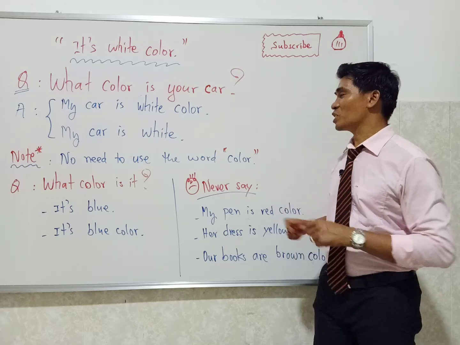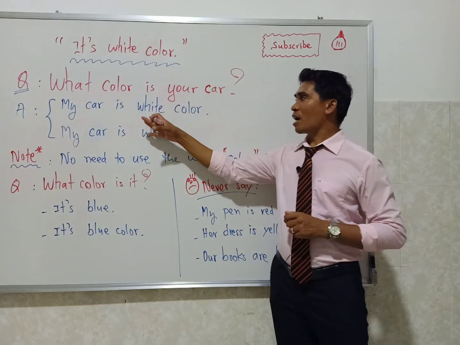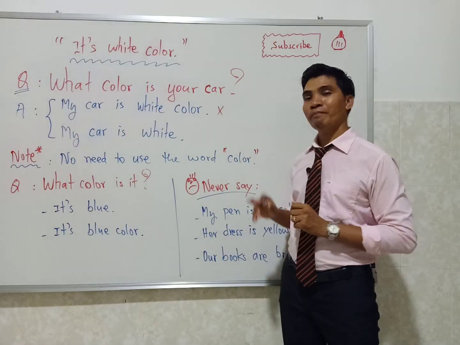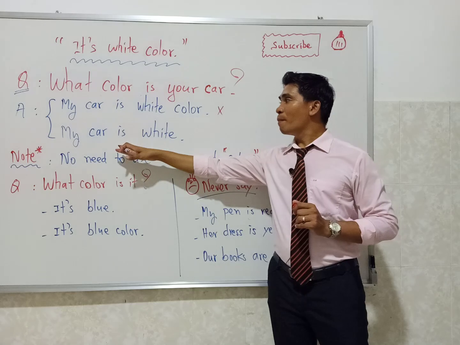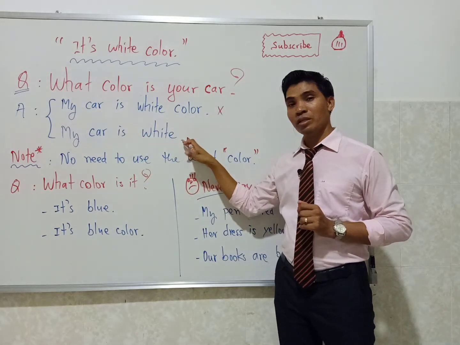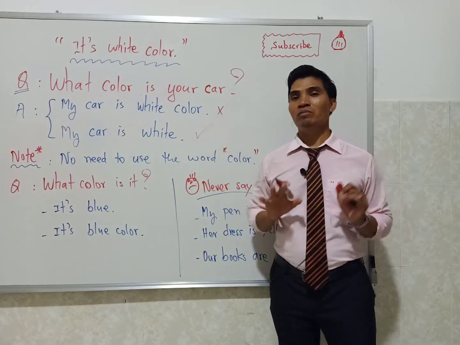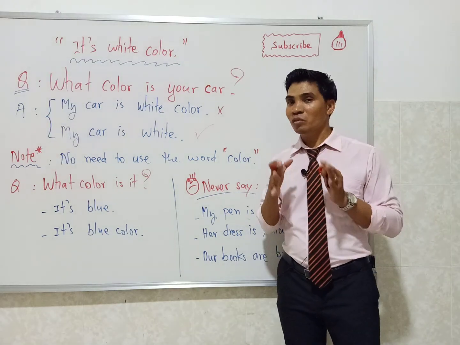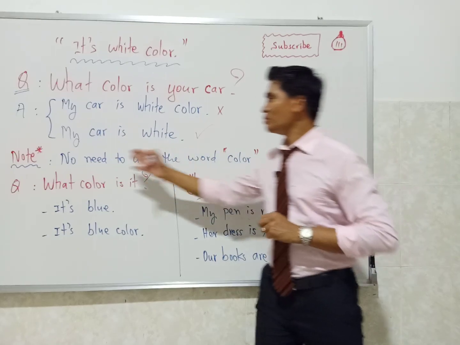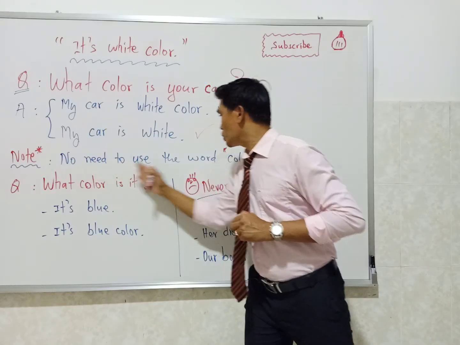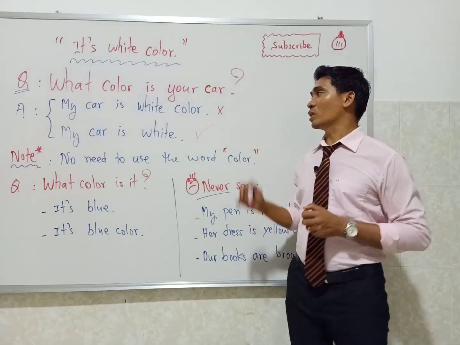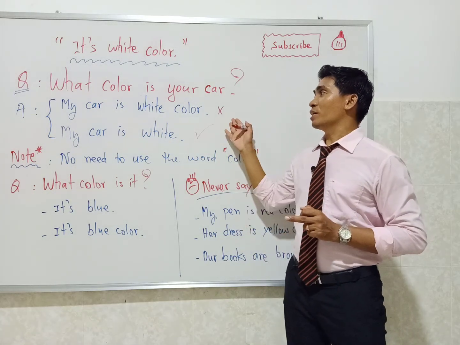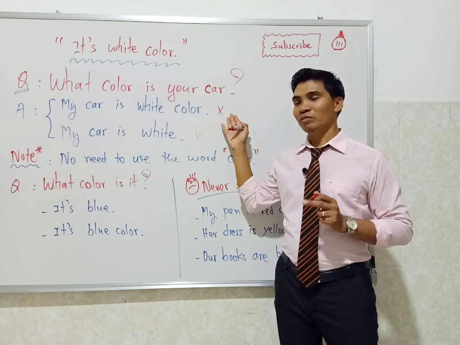So let's analyze together. My car is white color. That is wrong English. And the other one, my car is white. That is right English. Okay, so please read the note. No need to use the word color. Okay, so no need to use the word color. Look at here, why it is wrong.